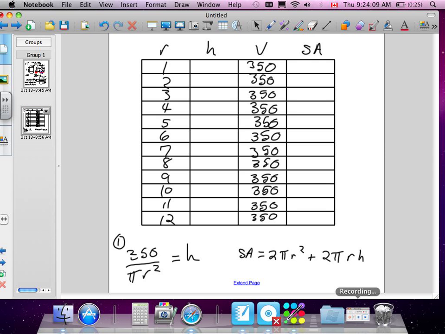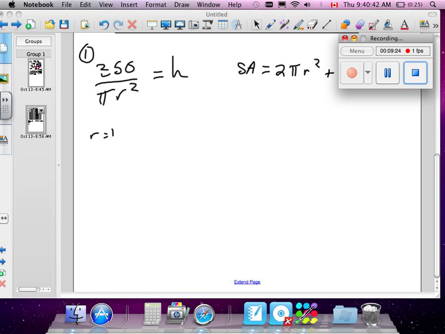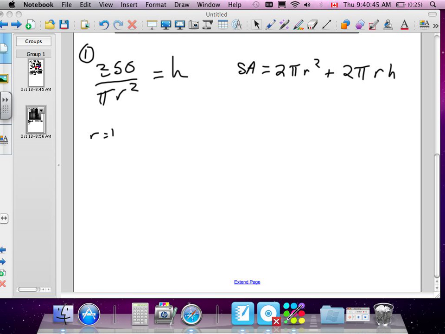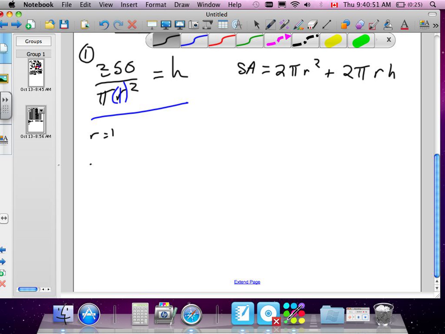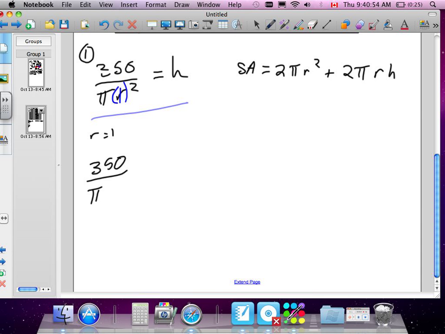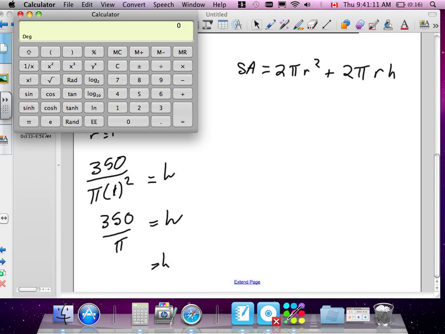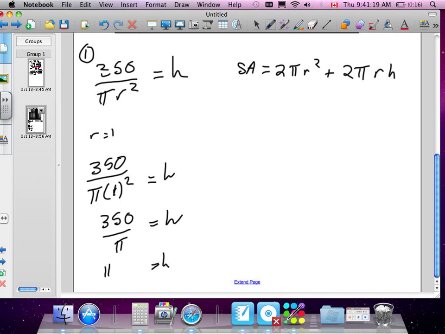Okay, so we have our formula. The first one we said we were going to do is plug in 1 for r. So when r is equal to 1, we get 350 divided by pi times 1 squared is equal to our height. 1 squared is 1, and 1 times pi is pi. So we get 350 divided by pi. So the height for our first radius is 350 divided by pi, which equals 111.4. 111.4 is our height.